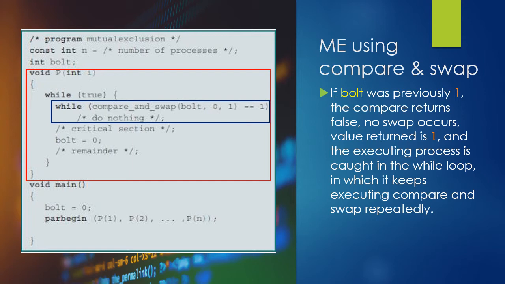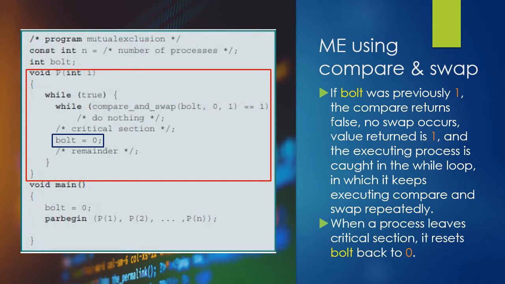A process can escape the second while if someone changes the value of bolt to 0. Then the compare will be true. Bolt will be swapped by 1. The return value will be 0 and the while condition will become false. When a process leaves critical section, it resets bolt back to 0. After this, the first process who compares the value of bolt with 0 gets to come out of the nasty while.